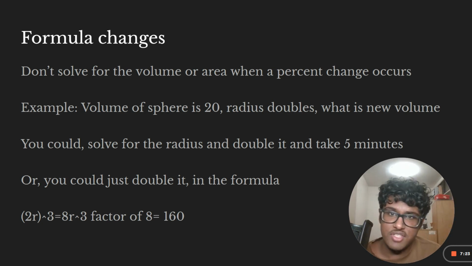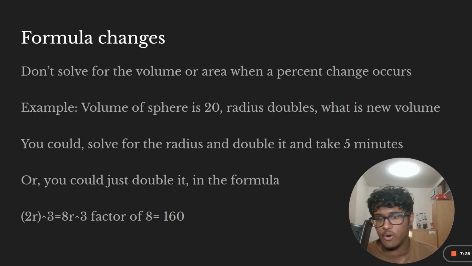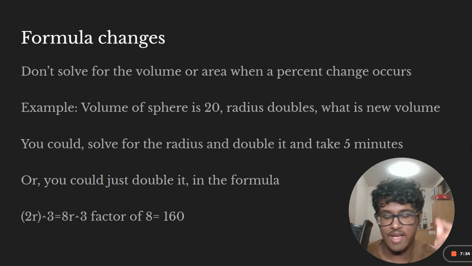Because in the volume of a sphere formula, r is cubed. But now I'm cubing 2r, so it becomes 8r cubed instead of r cubed. In the original equation, we just had r cubed, but in our new equation, we have 8r cubed. That means our volume increased by a factor of 8 because the radius doubled, right?